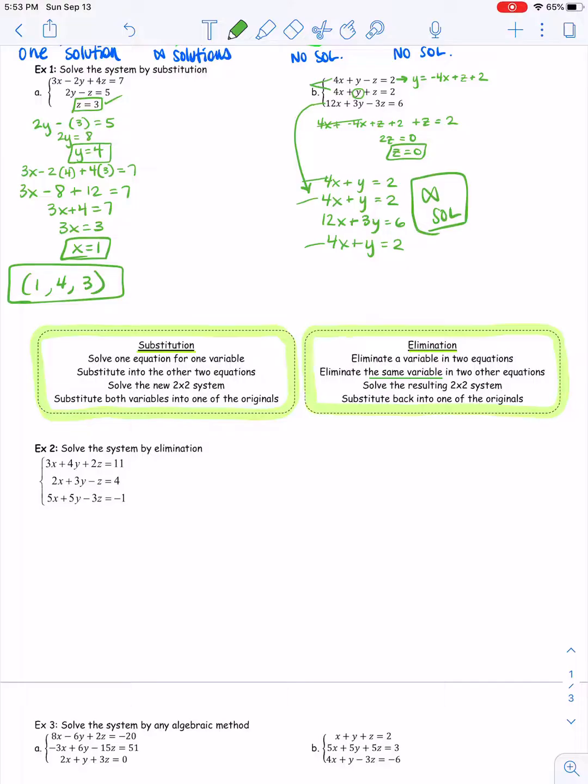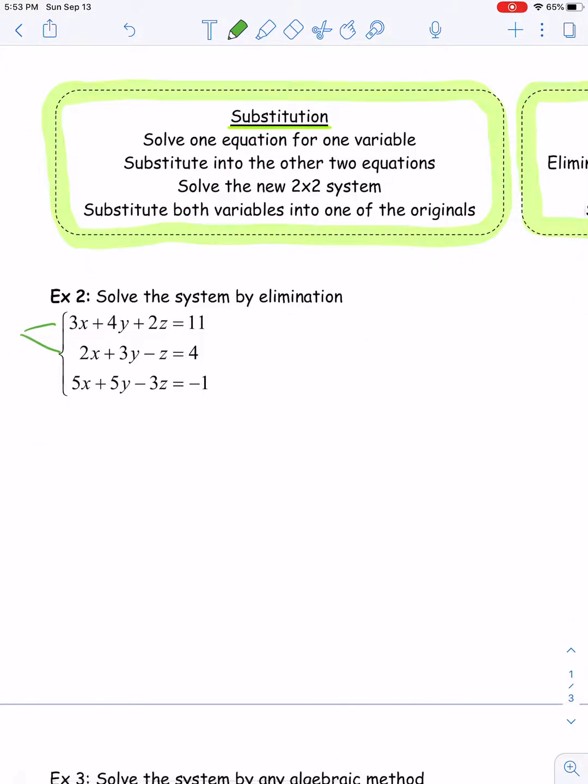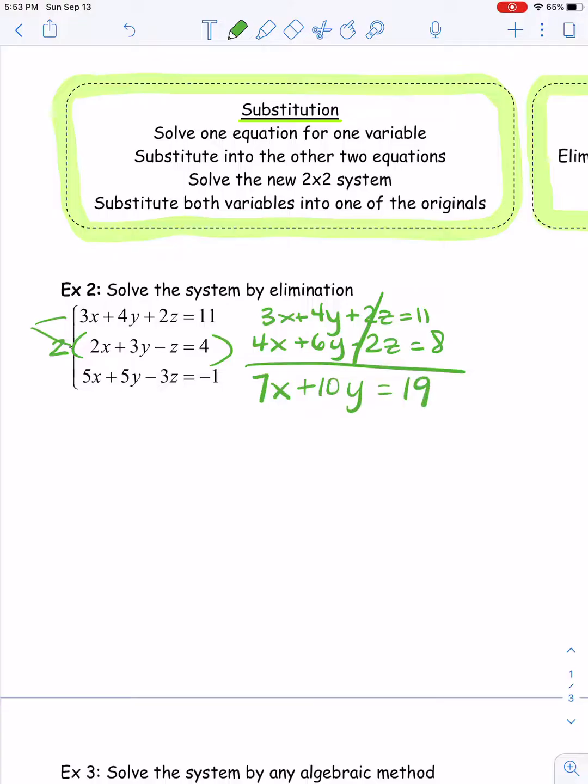Well, maybe we're going to eliminate our z. Okay, let's just say I'll go with the first 2 equations. So here and here, I'm going to eliminate my z. Well, to eliminate my z, I just need to multiply that second one by 2. So all of this needs to be multiplied by 2. So I have 3x plus 4y plus 2z equals 11. And then multiplying by 2, I'd have 4x plus 6y minus 2z equaling 8. And so then the z's cancel out. I get 7x plus 10y equaling 19.